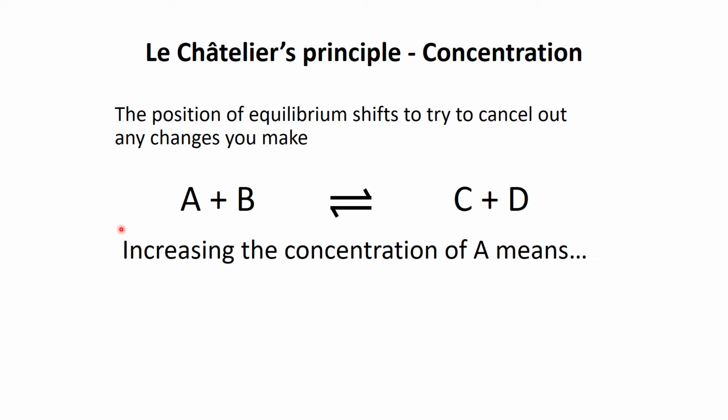Pause the video in a moment and think about what impact that will have on this equilibrium, given that the position of the equilibrium will shift to try and cancel out, to try and oppose those changes that you've made. What therefore will happen to the position of this equilibrium when you increase the concentration of A? Will that equilibrium go from being slap bang in the middle here to going to the right, or will it alternatively shift to the left, remembering that it's trying to cancel out or oppose that change? Pause the video, make some notes, and I'll run through the answer in a moment.